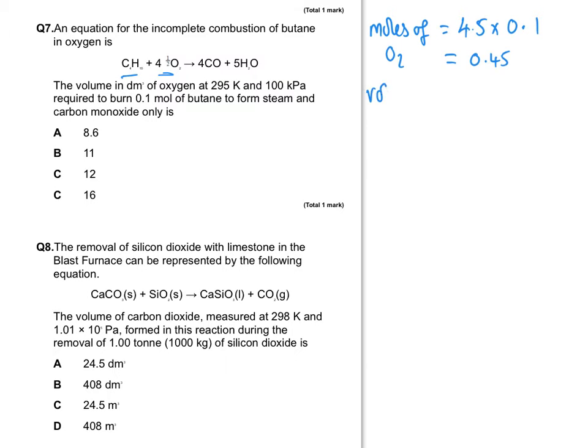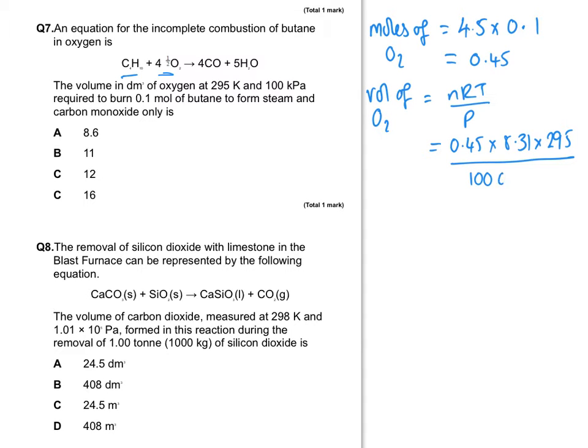Next, to work out the volume, we're going to use the ideal gas equation. And then put the numbers in. Temperature is given to us in Kelvin, so we don't have to do anything with that. Pressure, however, is given in kilopascals, so we need to convert it to pascals.